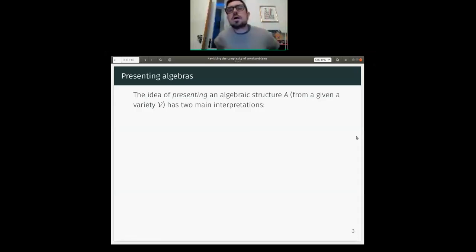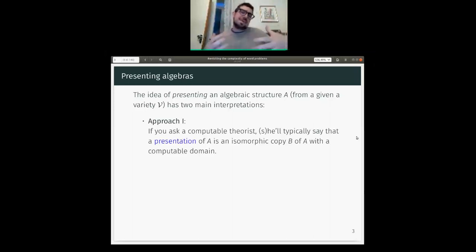Okay, so let me start with a basic observation. Suppose you would like to present an algebraic structure. This is something really common in computability theory and in algebra, and we will see that it has two different interpretations in these two fields, or at least they look superficially different. If you ask a computability theorist what it means to present an algebraic structure, they will probably tell you that a presentation of a given algebra A is just an isomorphic copy of this algebra with a computable domain.